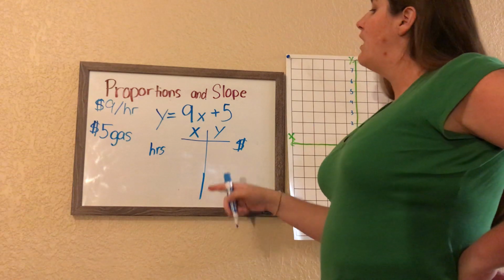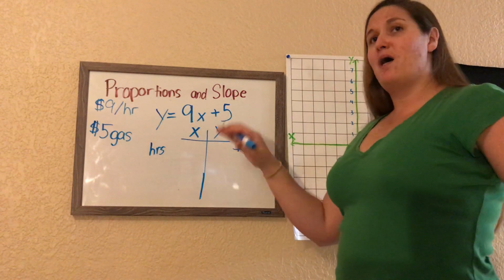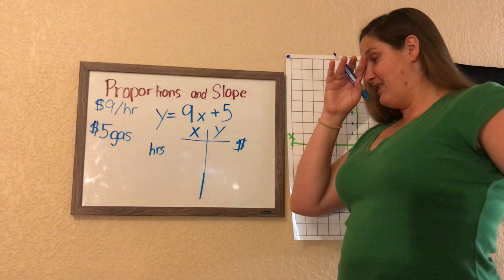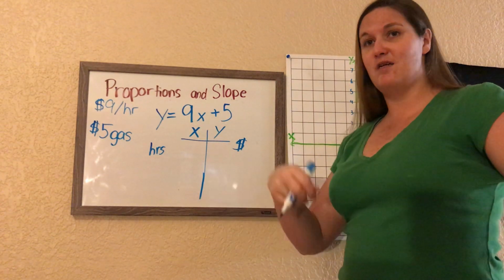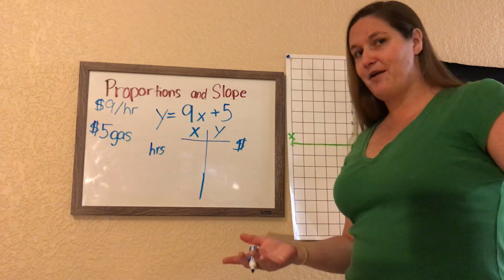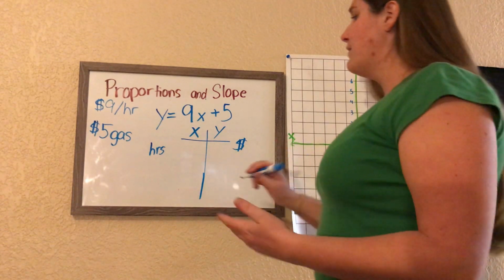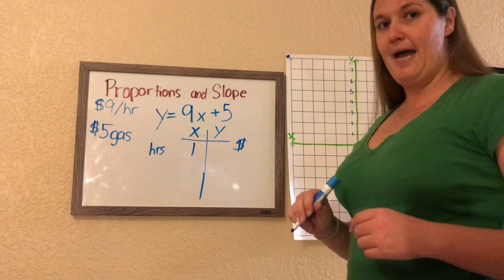All right, we're going to assume I'm not working 0 hours, because if I work 0 hours, do you think the parents are just gonna hand me $5? No, because I probably didn't go to their house, so that wouldn't make sense. So I would start at what happens if I work 1 hour.